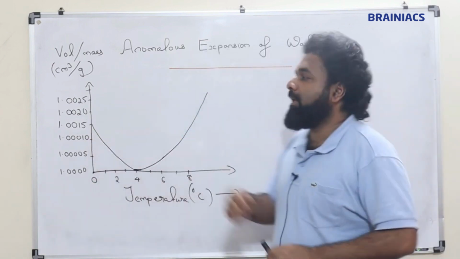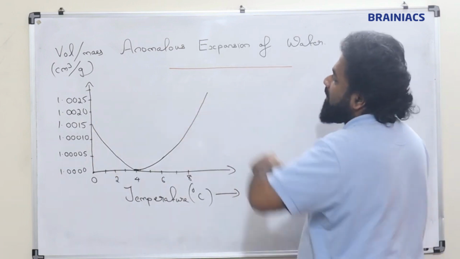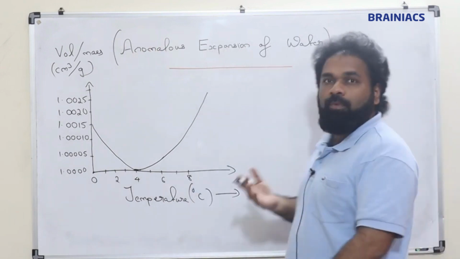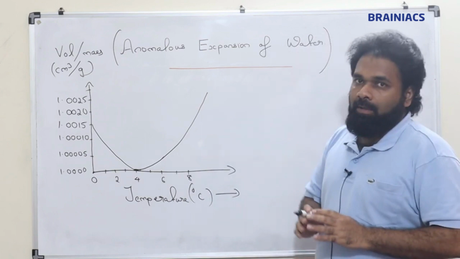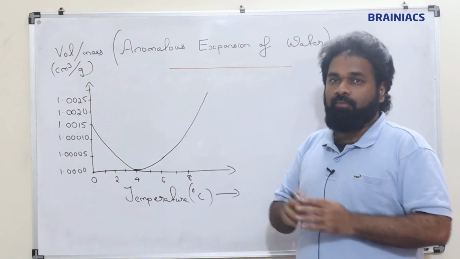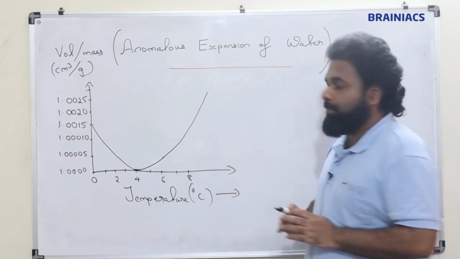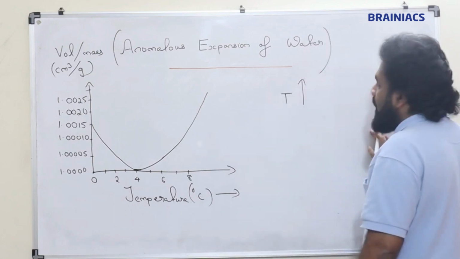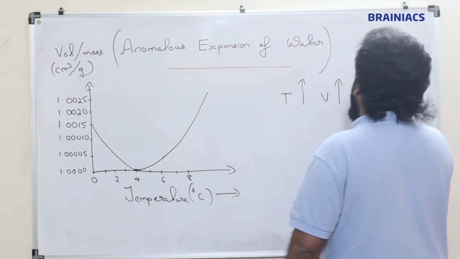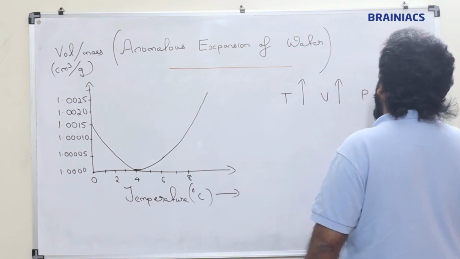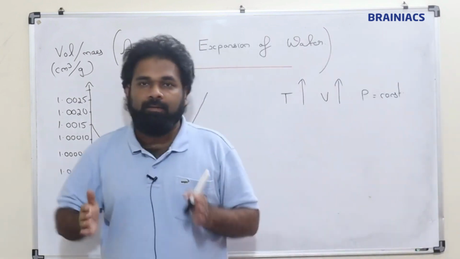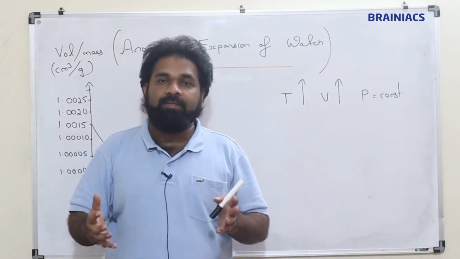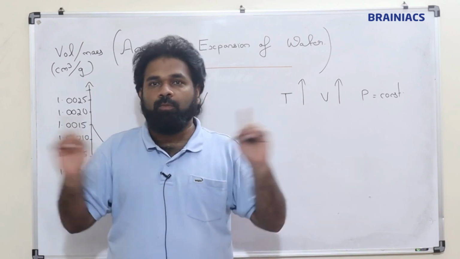See students, here you can see a graph. This graph is explaining the anomalous expansion of water. There is some difference for water when we compare it to other materials. Generally we know if we increase the temperature, volume will increase, if the pressure is constant. Suppose we take a vessel of water and we are giving heat and increasing the temperature, the pressure is atmospheric pressure.